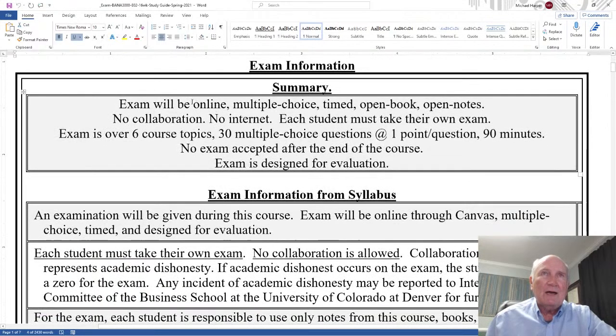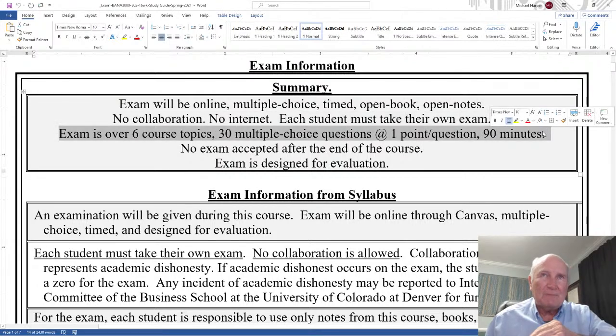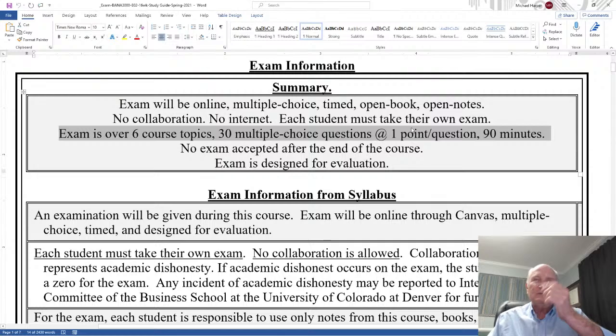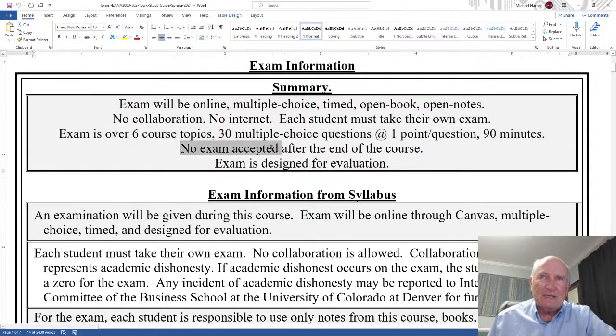Okay, summary. The exam will be online, multiple choice, timed, open book, open notes. No collaboration, no internet. Each student must take their own exam. Again, it's over all 6 topics, approximately 4 to 5 questions a topic. Sometimes there's a combination. 30 multiple choice questions, 1 point per question, and you have 90 minutes to take the exam. No exam is accepted after the end of the course. And if you don't take the exam, then you get a 0 for the exam, and that will be counted in. The exam is designed for evaluation. I'll show you what I mean, because I'll go through a sample exam.